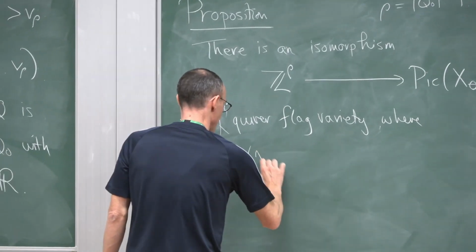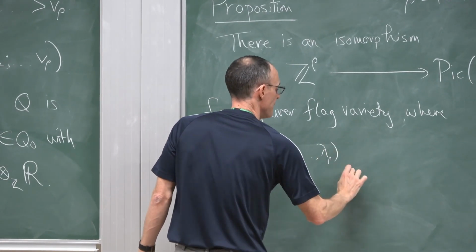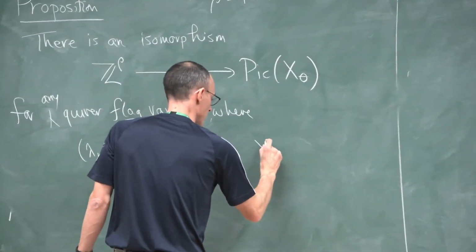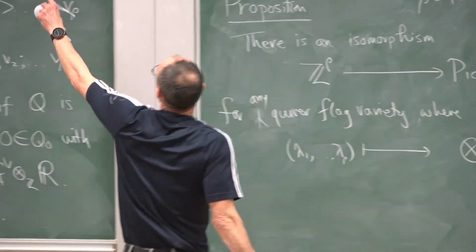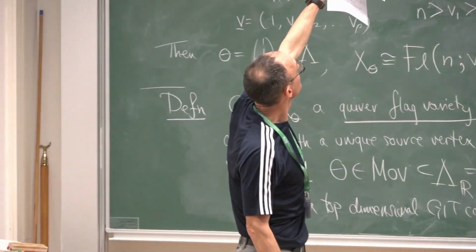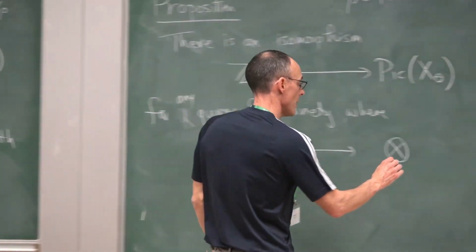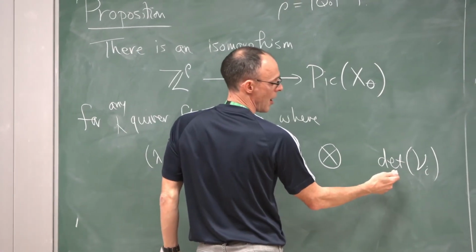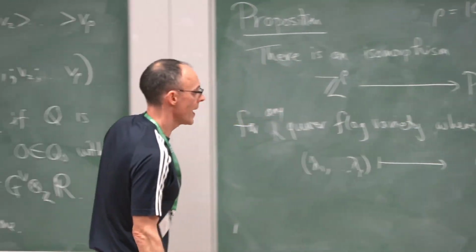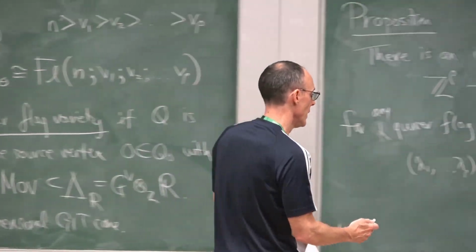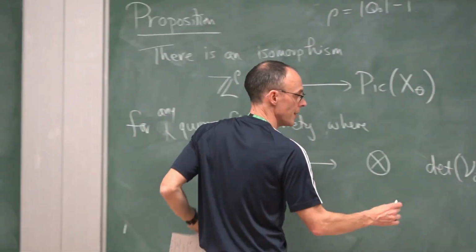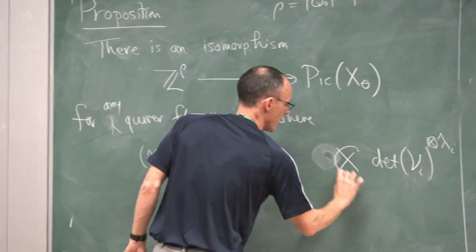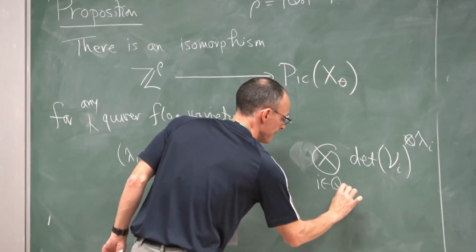I take a tuple, lambda_1 through lambda_rho, and I send this to the tensor product of... Now, I've got all these vector bundles V_i. Their determinants are line bundles. So this is a bundle of rank r. The r-th wedge of that rank r bundle is a line bundle, and I use these lambdas to be the exponents on these, and then I take the tensor product over everything inside.